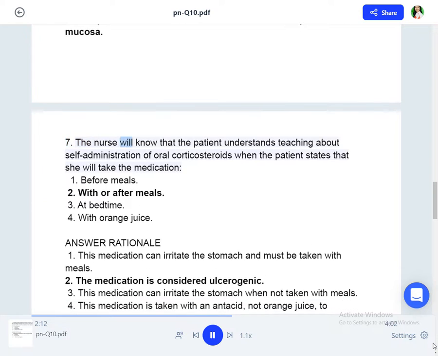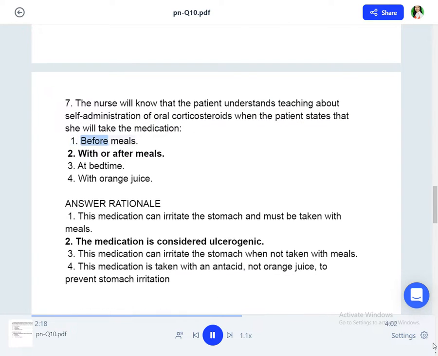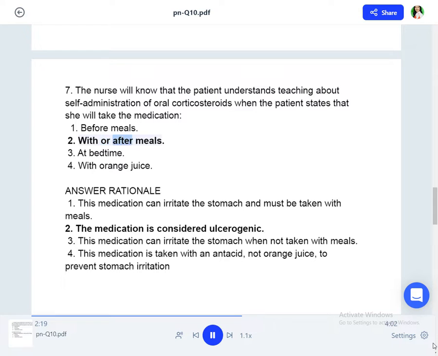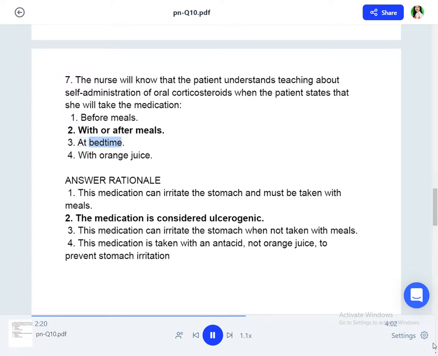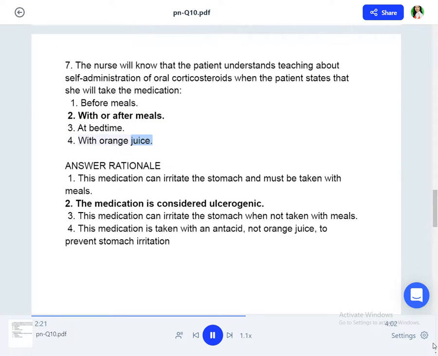7. The nurse will know that the patient understands teaching about self-administration of oral corticosteroids when the patient states that she will take the medication 1. Before meals. 2. With or after meals. 3. At bedtime. 4. With orange juice.